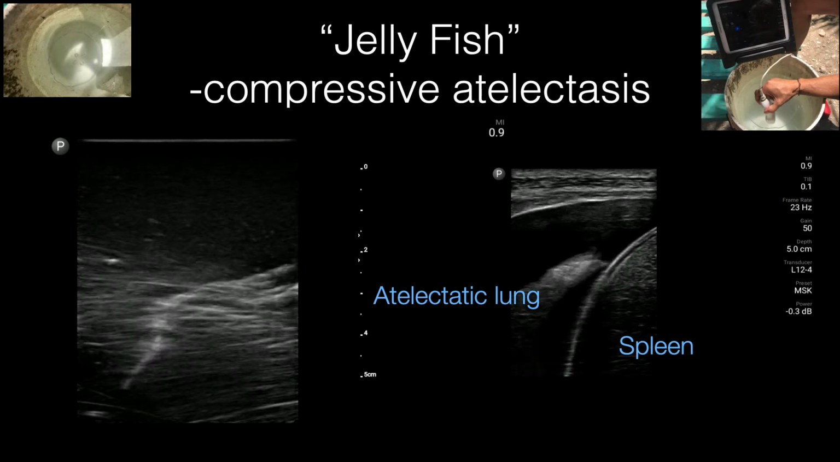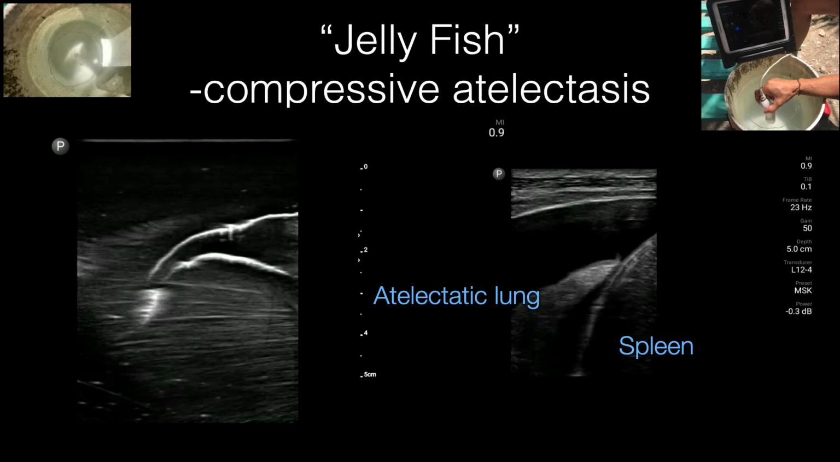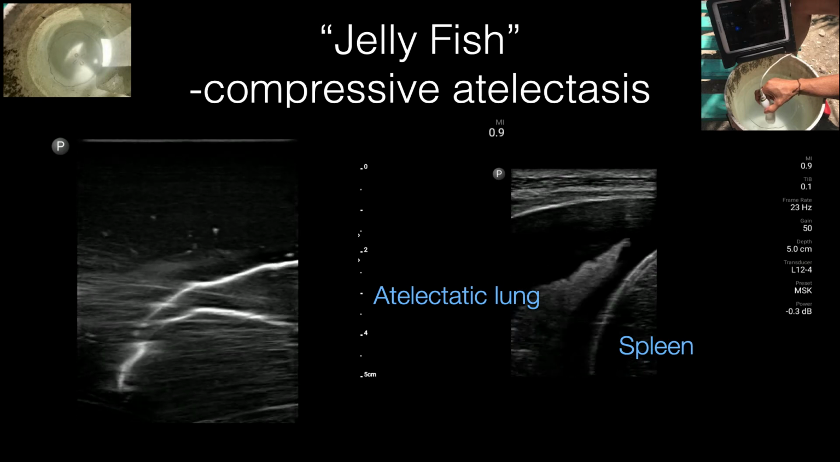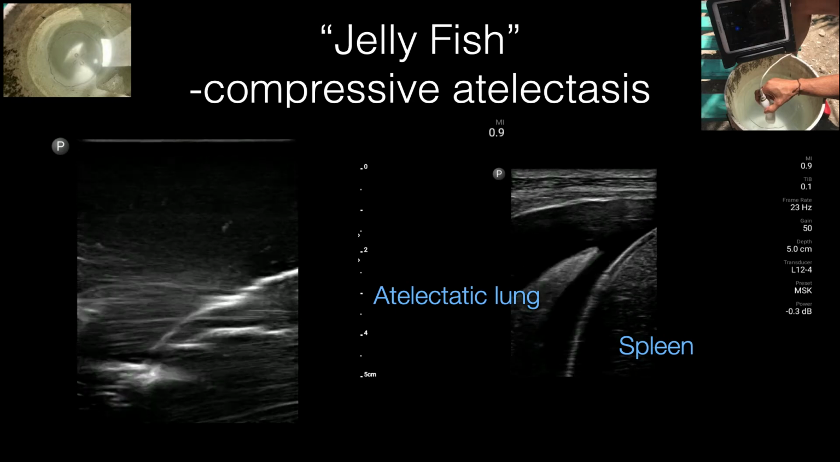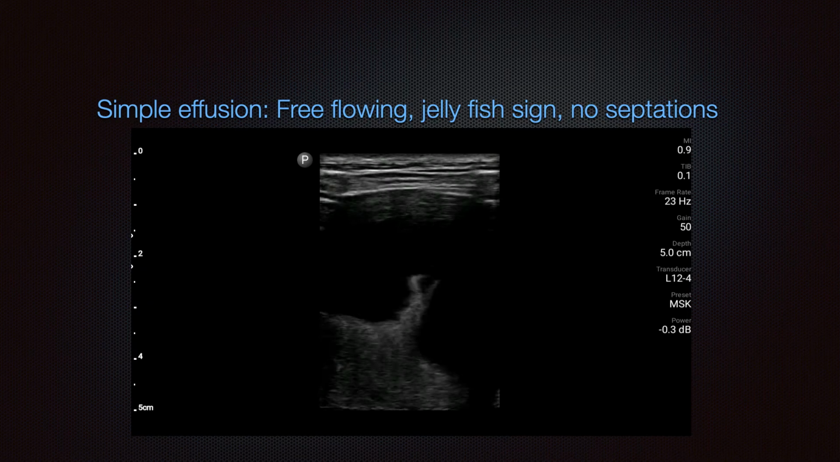This is the atelectatic lung here, and it does look very similar to a jellyfish. Here's the spleen, the diaphragm, here's the fluid around it. Again, on the left you can see the jellyfish, but you can see its stingers there that differentiate it from a lung, just in case you get that confused.